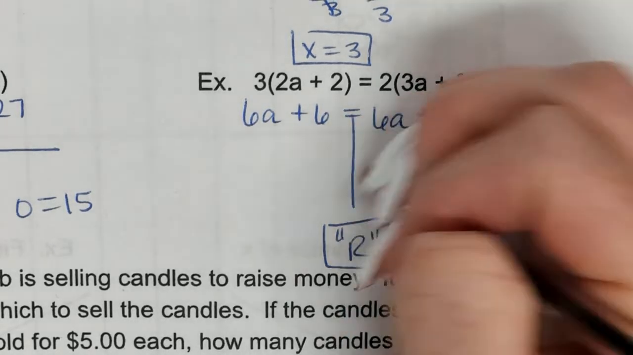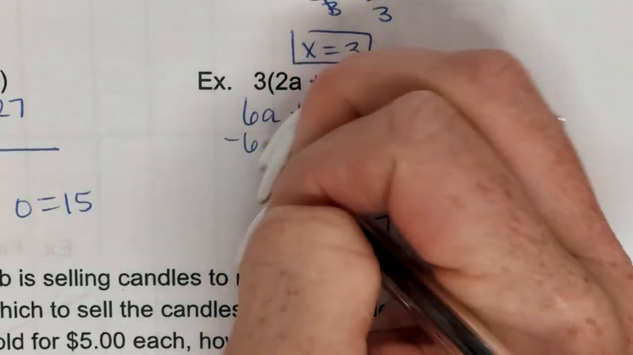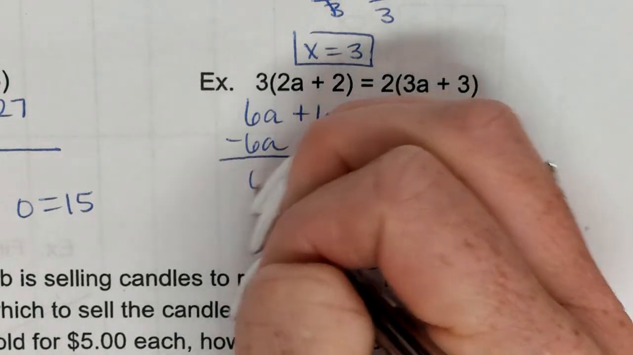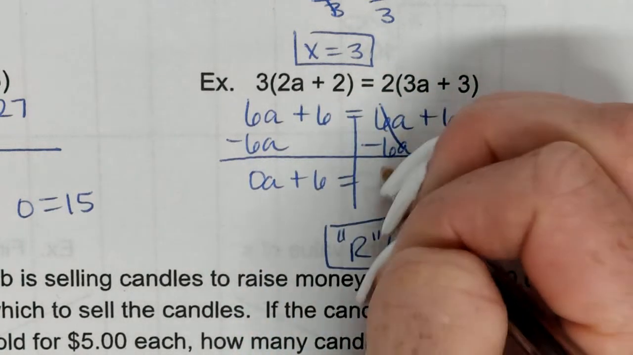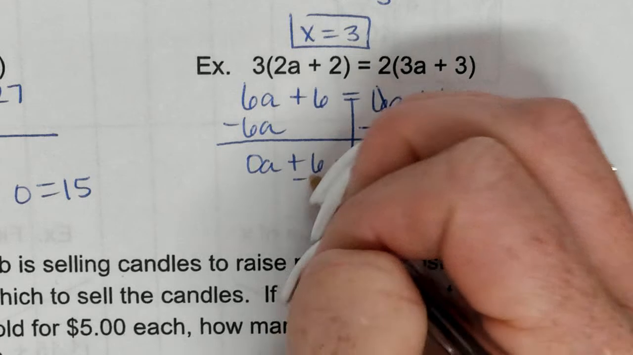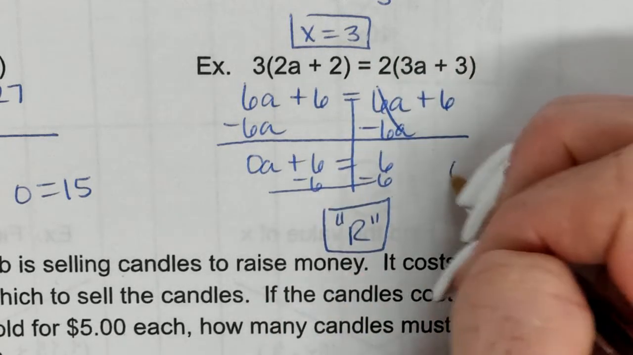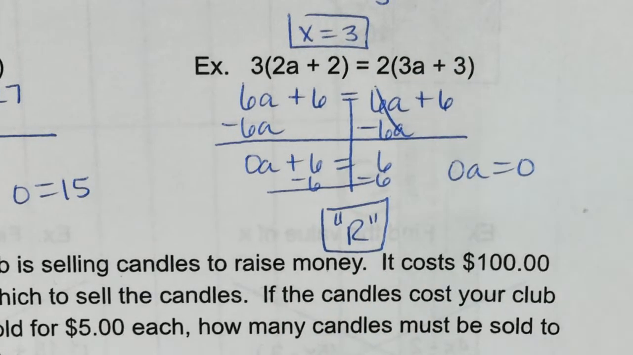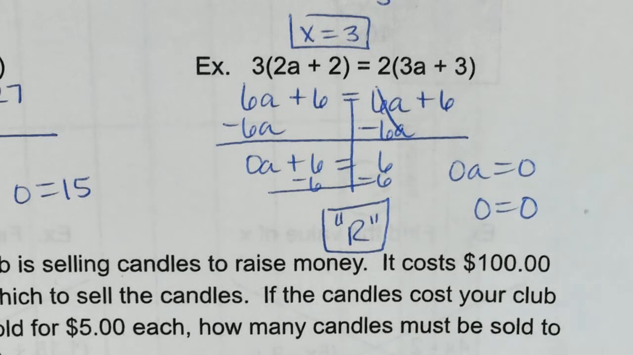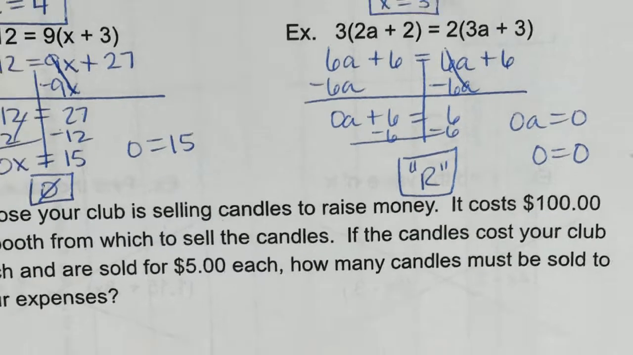If I want to show my work, minus 6a, I get 0a plus 6 equals 6. Subtract 6 and I get 0a equals 0, which is just 0 equals 0. And that's a true statement. So all real numbers. Are we good? All right, let's try some word problems.